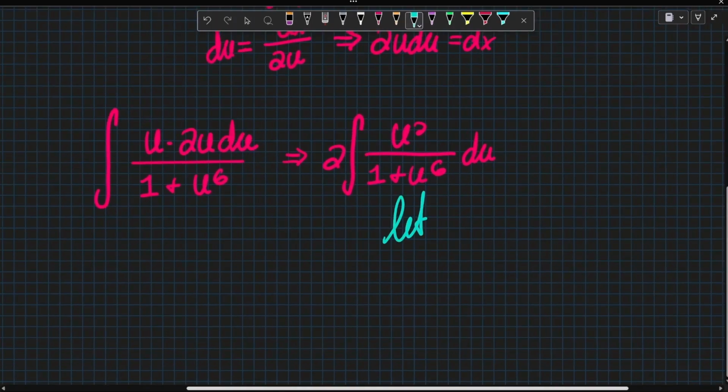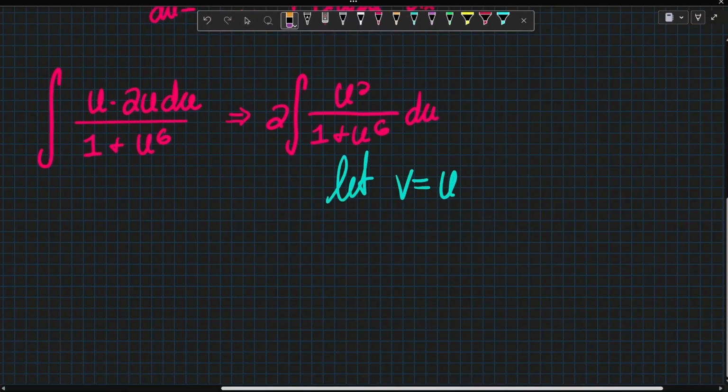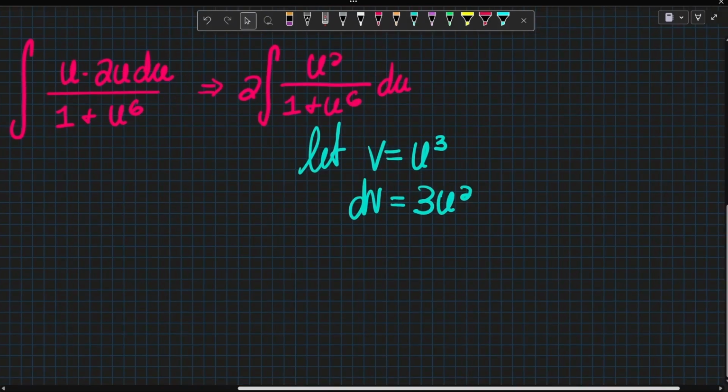Let's do something else. Let's instead do let v equal to u squared. Okay, what does that give us? That gives us dv is equal to 2u. We can't do much actually. Let's do something else. Let's instead make v equal to u cubed. dv is equal to 3u squared. Now we're getting somewhere. Okay, now we're getting pretty close to something.